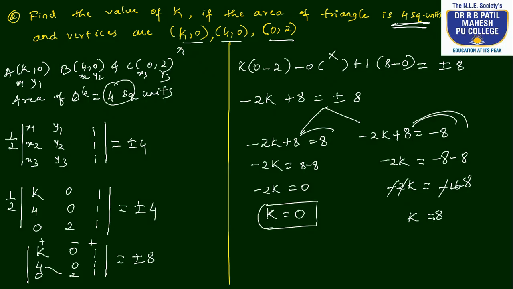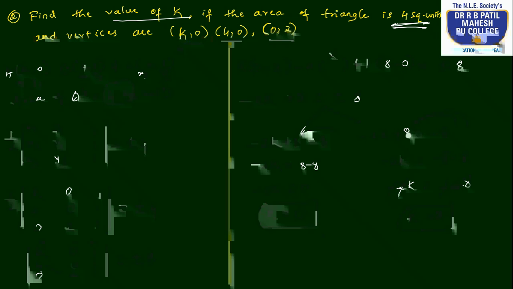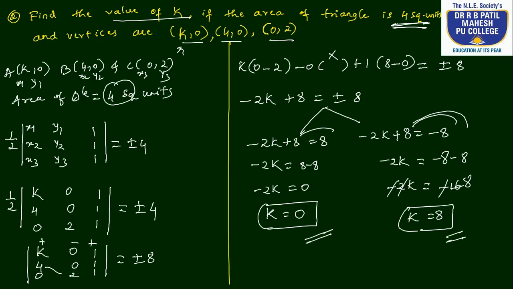So when the question is to find the value of k, you should get two values of k. Most of the students will solve only one k. Remember, you need to find two values for k. So this is how we find the value of k when the area of a triangle is given.